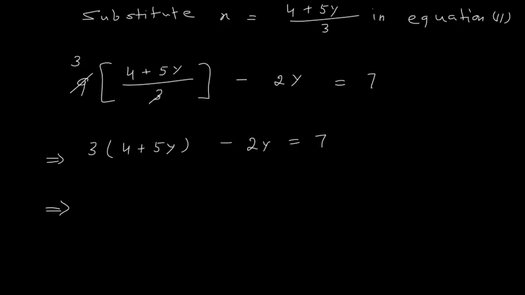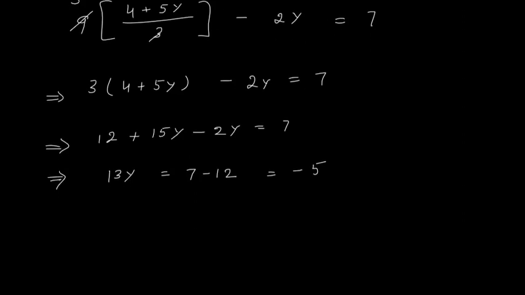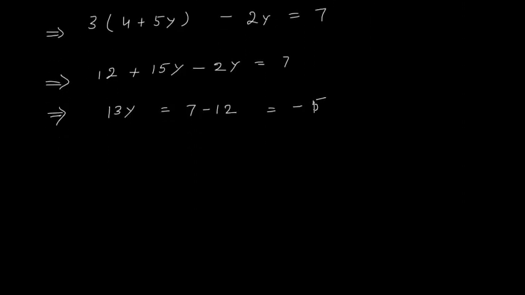This implies 3 4s are 12 plus 3 5s are 15 minus 2y is equal to 7. This implies 15y minus 2y is what? 13y is equal to 7 minus 12, which is minus 5. So 13y is equal to minus 5. Therefore, y is equal to minus 5 upon 13.